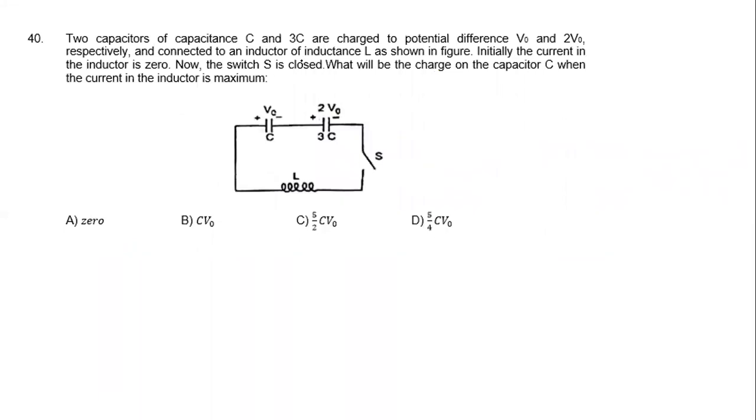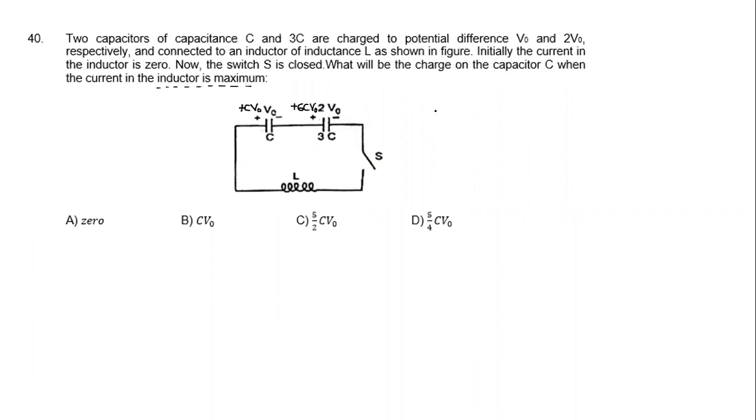Two capacitors, C and 3C, are charged to potential differences V0 and 2V0. So this C is charged to V0, charge on this is CV0, and this 3C is charged to 2V0, so this charge will be equal to plus 6 CV0. Initial current in the inductor is 0. What will be the charge in capacitor C when the current in the inductor is maximum?